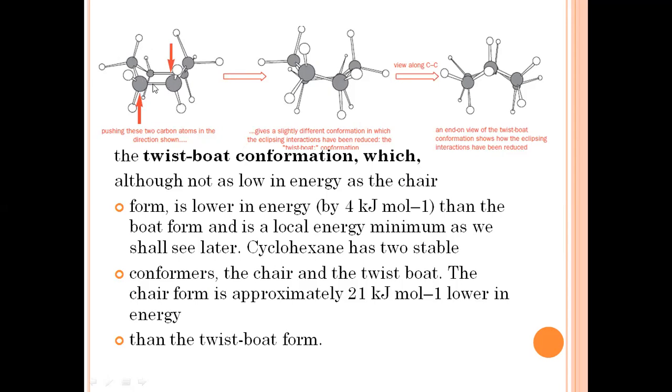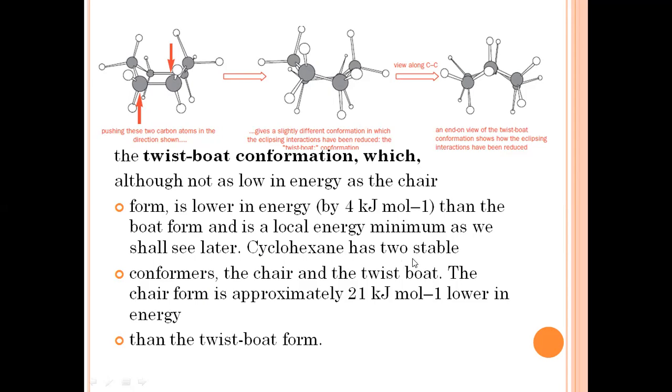So this boat conformation will twist slightly and form the twist boat conformation, which, although not as low in energy as the chair, has lower energy than the boat conformation. This form is lower in energy by about 4 kilojoules per mole than the boat form, and it is a local energy minimum, as we shall see later, having a slightly lower amount of energy than the boat conformation.